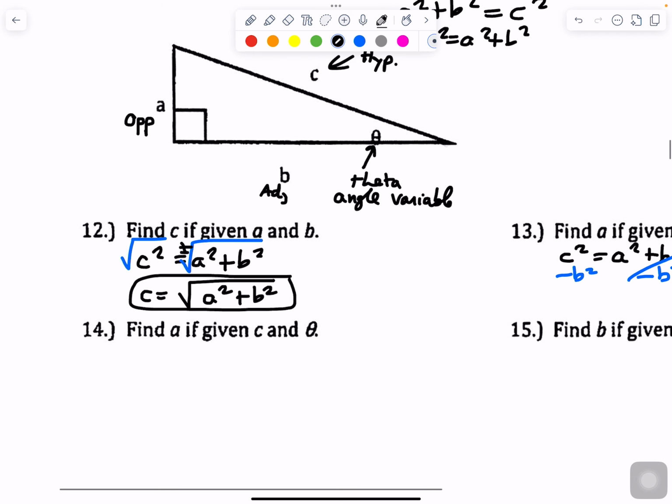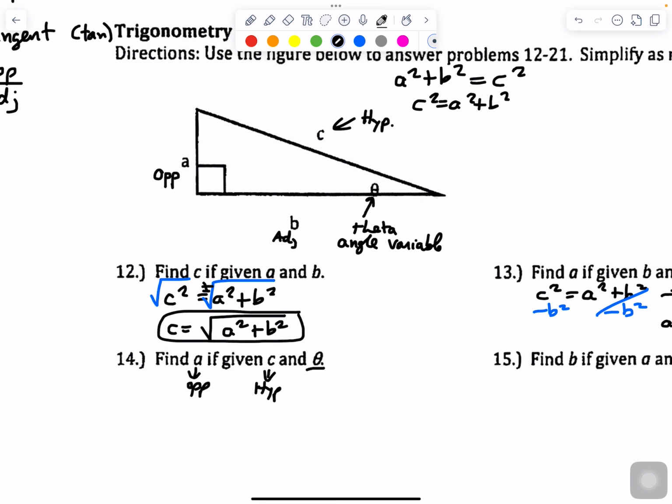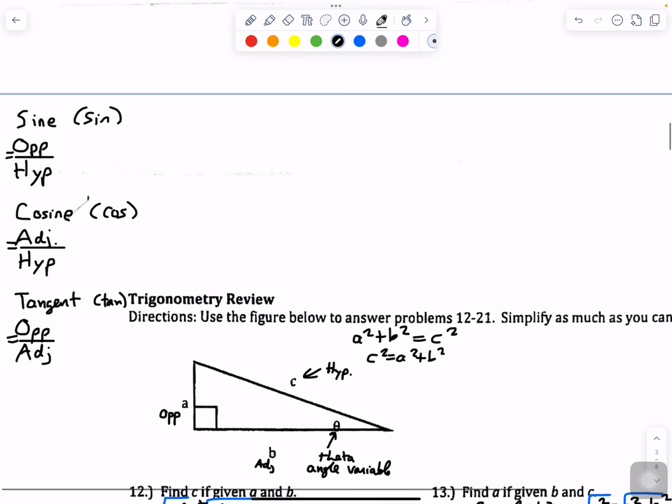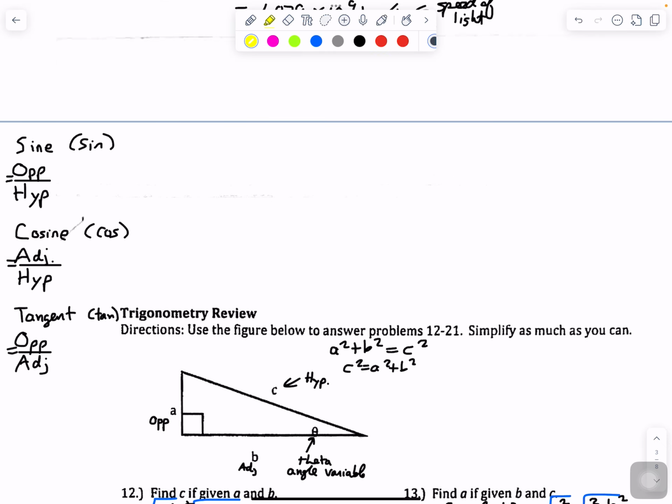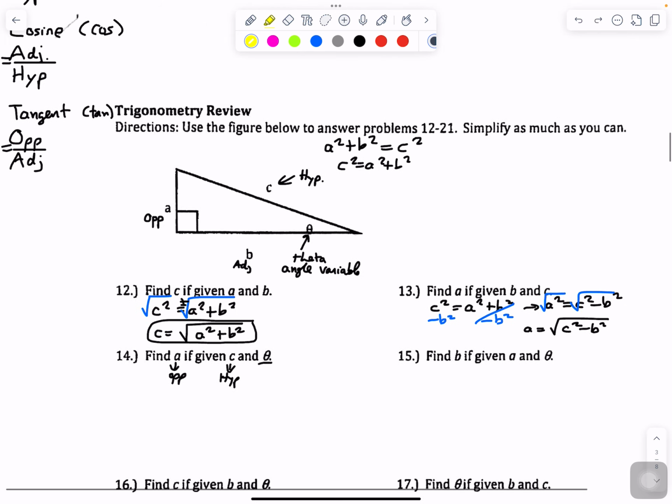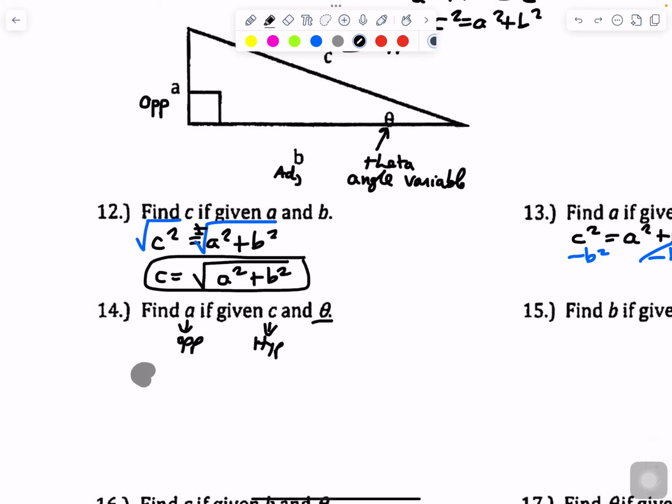So what is side A? Side A is the opposite side of theta, and side C is the hypotenuse. So I look back at my mnemonic here, opposite and hypotenuse. What's the only ratio that has opposite and hypotenuse? That would be sine. So I'm going to write the sine of theta, the sine of the angle, equals the opposite side, which is A, over the hypotenuse, which is C.